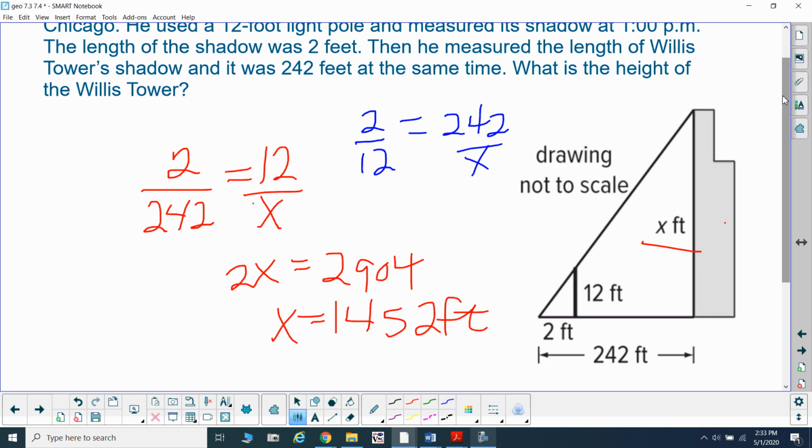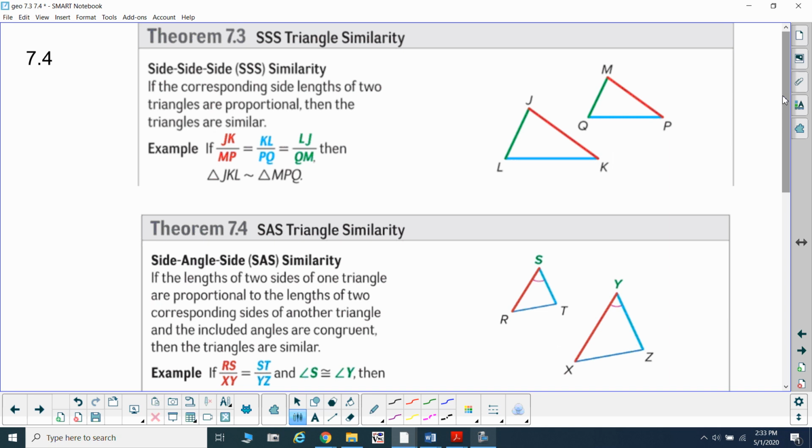Now look at when you cross multiply, I have the 2 times the x. Well, here I had 2 times the x. The 12 times the 242. Well, here I had the 12 times 242. So it doesn't really matter as long as you follow the same pattern every time that you do a proportion. And that is it for angle.